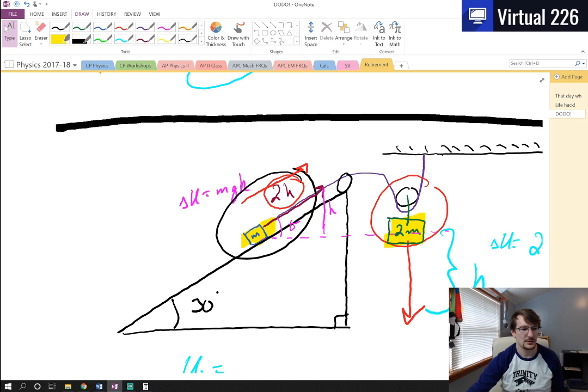So thanks for noticing that, because I haven't done pulleys like this in a while. And if you don't have that information, you can't do this problem. So definitely good job there.